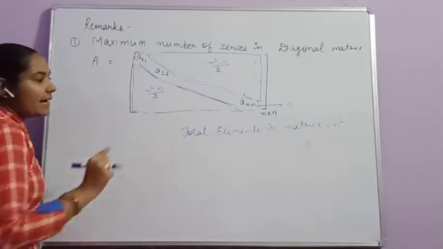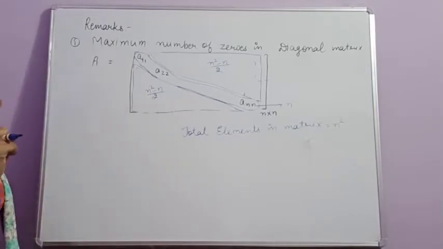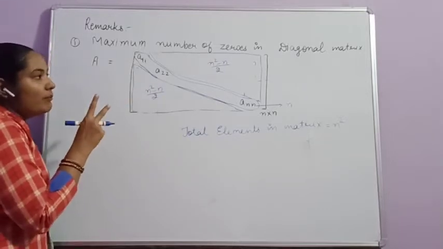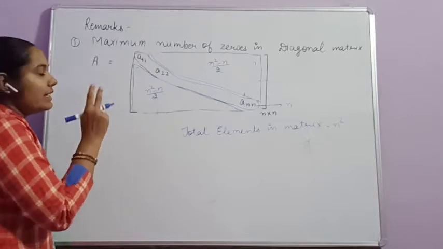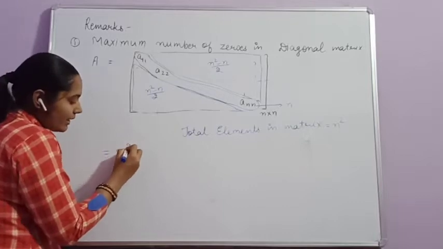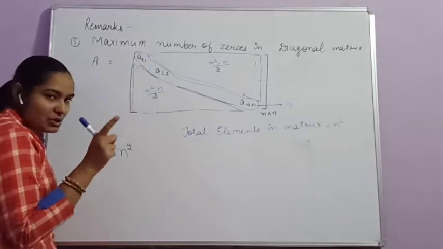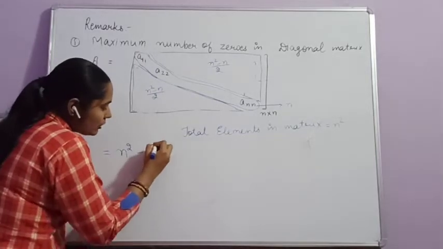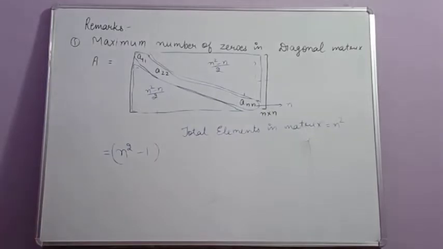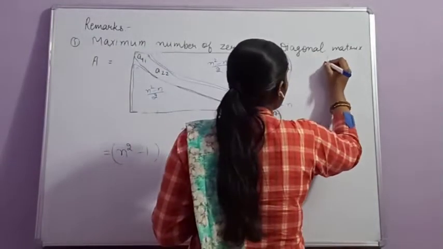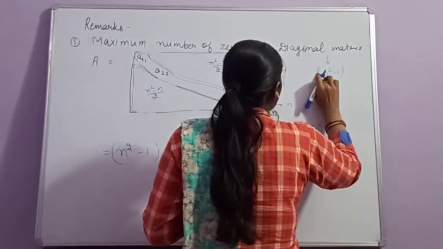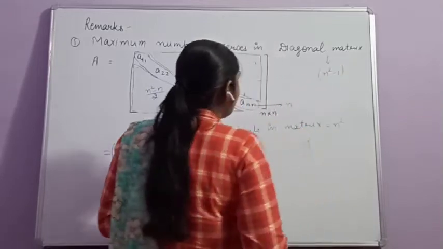It means in the principal diagonal you must have at least one element that is not equal to 0. Then you get the maximum number of zeros in a diagonal matrix. The total number of elements is n square, and one element must be not equal to 0, that is equal to n square minus 1. That will be n square minus 1. That is the maximum number of zeros in a diagonal matrix.